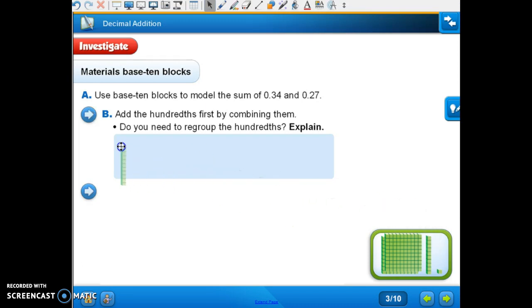So we're going to put 3 10 sticks to represent our 3 tenths in 34 hundredths. And we're going to put 4 ones cubes. Then for our 27 hundredths, we're going to take 2 10 sticks and 7 of our ones cubes.